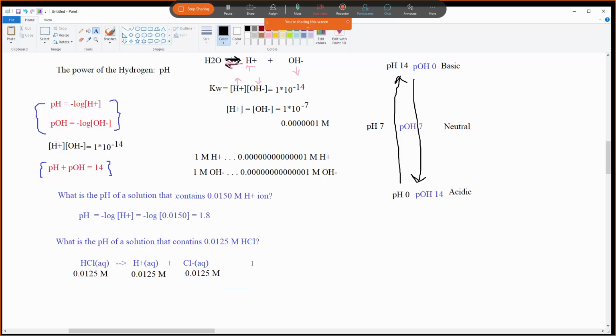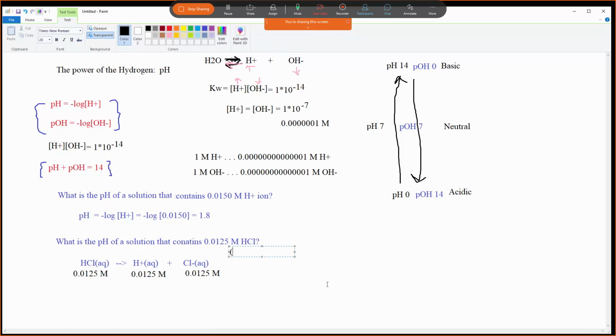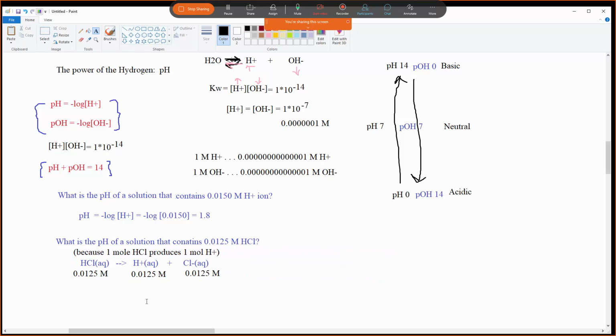Now I don't care about the chloride, I care about the H plus, but making this connection is important so we have the H to plug into the H plus. Do you guys follow what I did here? Okay, so because 1 mole of HCl produces 1 mole of H plus, then the concentration of HCl is basically the same as the concentration of H plus.